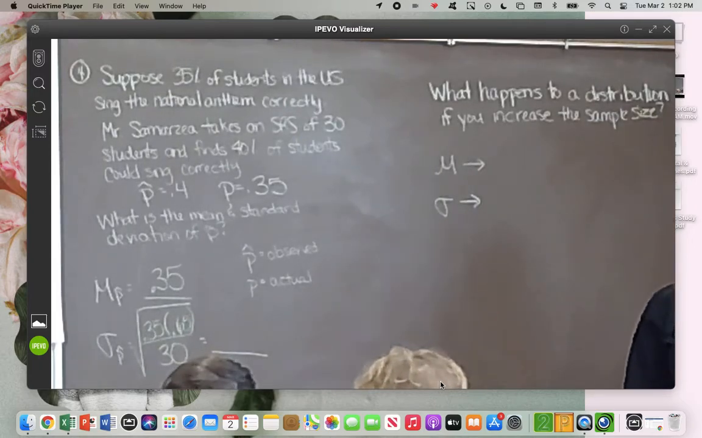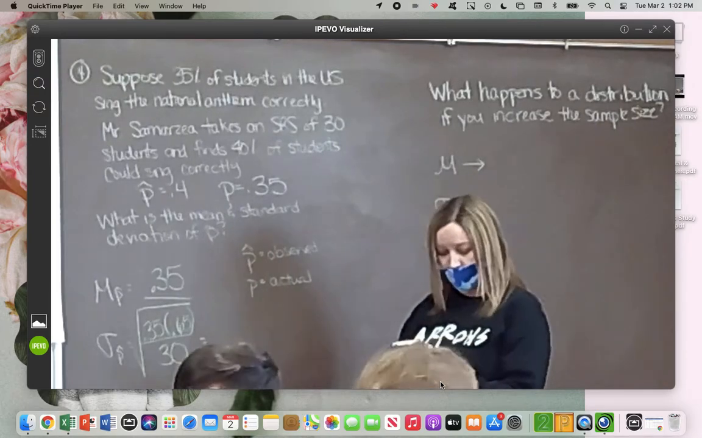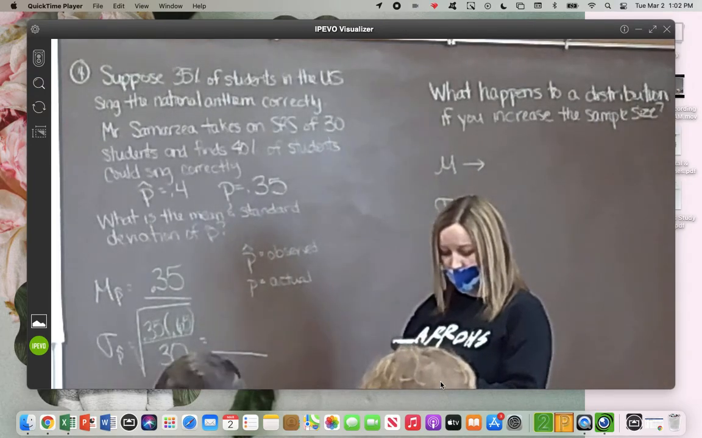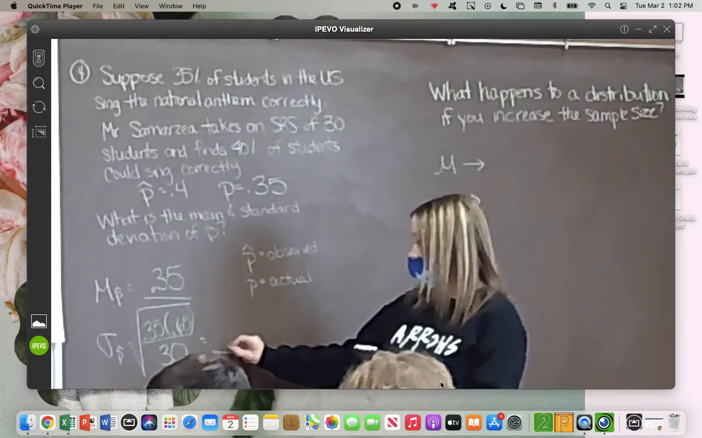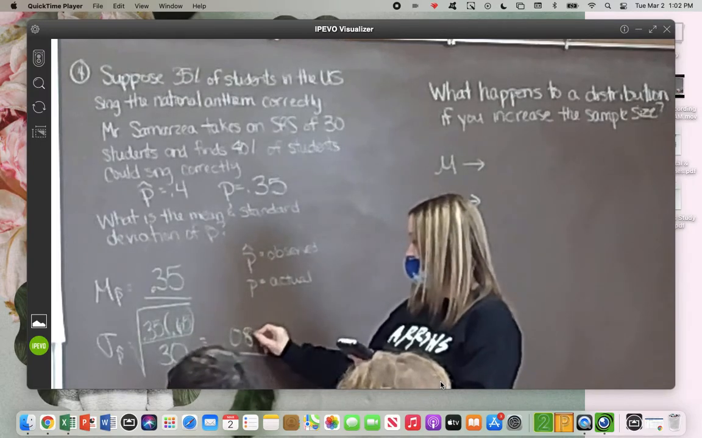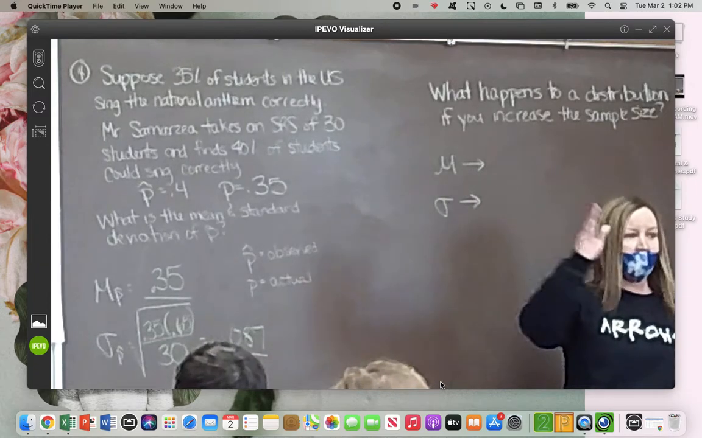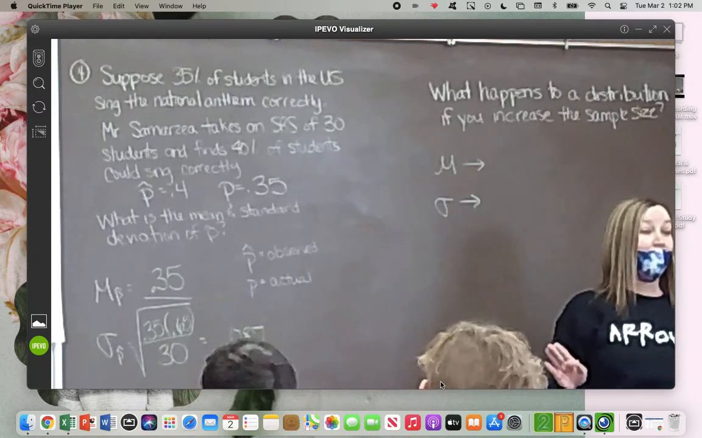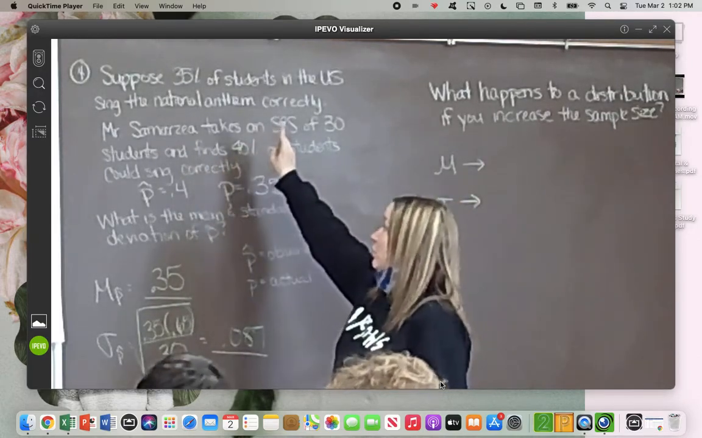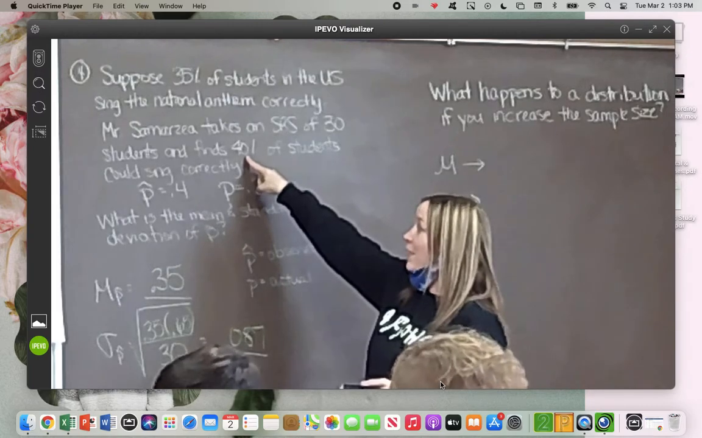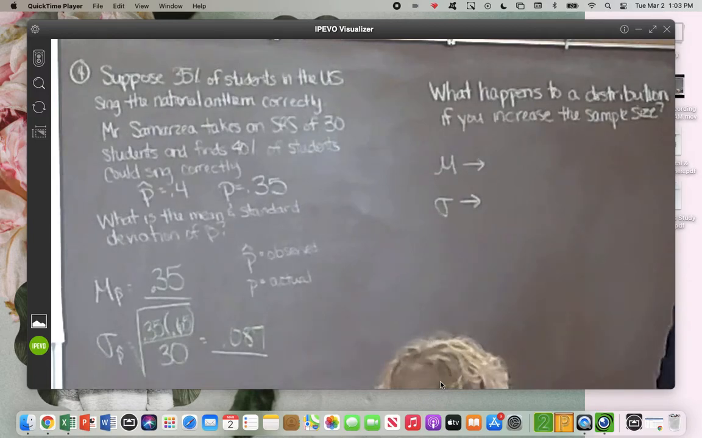So the formula always deals with the entire population. Then you can plug this in: 0.35 times 0.65 divided by 30. You get 0.087? Yep. Now, do you think you could set up a curve and tell me the percentages? We're not going to do that for this one. But I wanted to make sure that you knew you don't use the proportion from the observation, you use the one that's the overall. So always use the overall population.